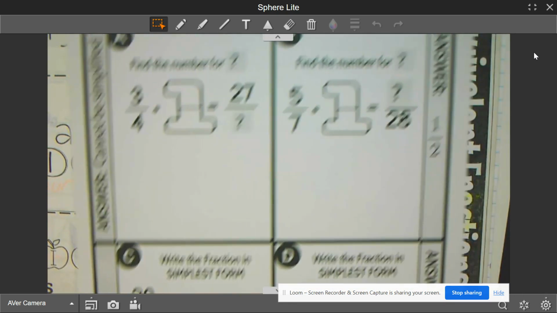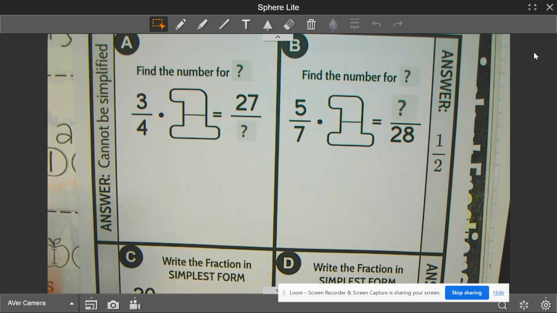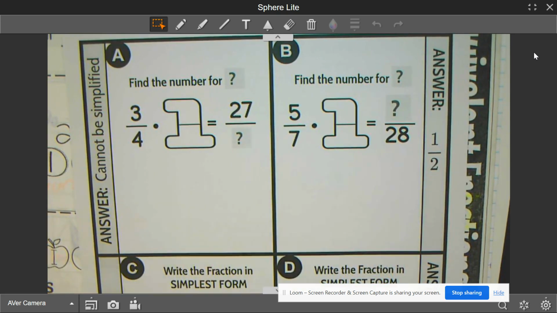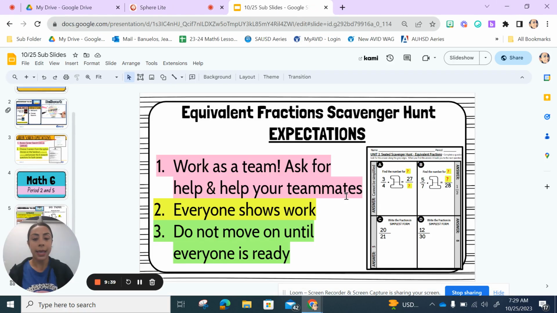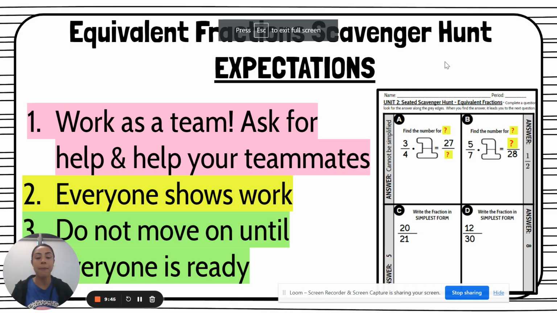Then you're going to go through this seated scavenger hunt and work your way through as a team. You will be hanging on to this, and Ms. Benavente and I will be taking a look at it when we come back. All right, kiddos, you have the rest of the period to work as a team and to complete your classwork. Have a great day.